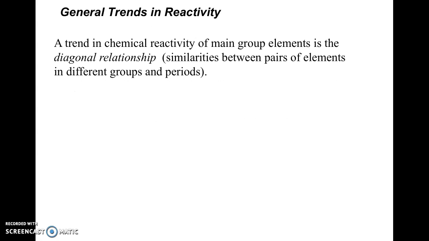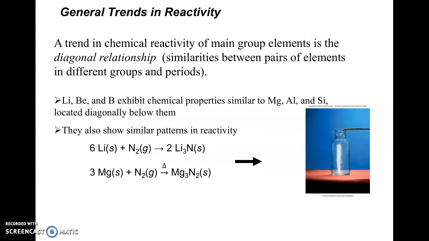All right, so there's something else to keep in mind, and it has to do with that size, is that chemical reactivity of the elements often have similarities along a diagonal relationship. So in other words, lithium, beryllium, and boron. Lithium is the alkali metal that is in the first one. It's in the second row.